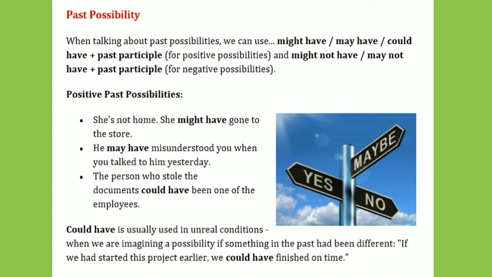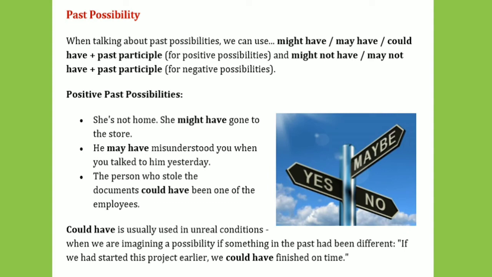When talking about past possibilities, we can use may have, might have, or could have for positive possibilities, or may not have and might not have for negative possibilities. We can't use couldn't have because this is used for impossible things, as you learned earlier in this lesson. Here are some examples. She's not home. She might have gone to the store. He may have misunderstood you when you talked to him yesterday. The person who stole the documents could have been one of the employees.